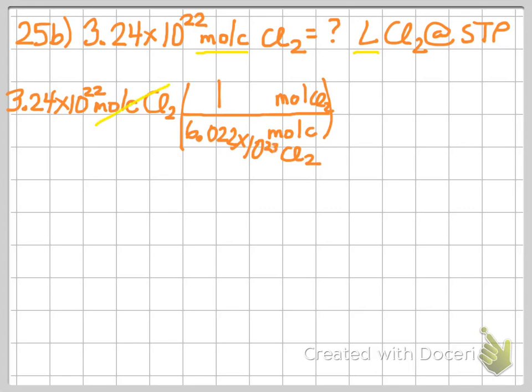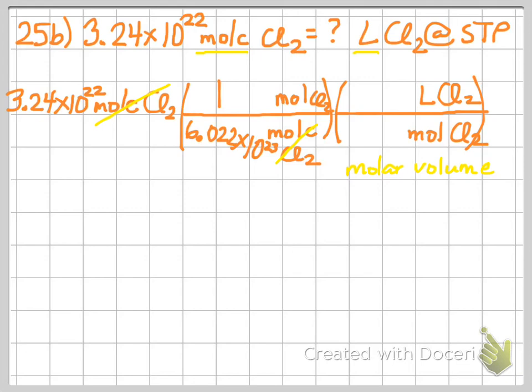Right now, units-wise, I'm in moles. However, I want liters. So do I have a tool that has moles and liters in it? Indeed, I do. Moles are in the numerator, so moles will have to go on the bottom, the denominator. Liters of chlorine are going to go on the top. Again, this tool has a special name. This is the molar volume tool. In front of moles is 1, and on your toolkit, the number in front of liters is 22.4.